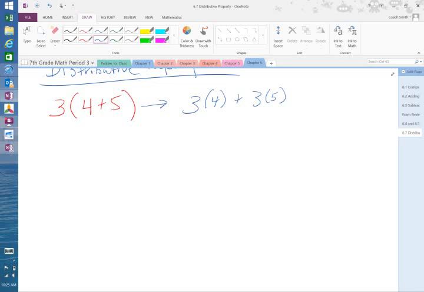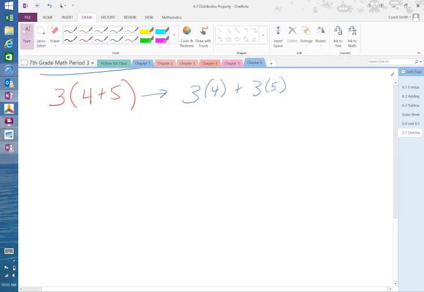Okay? Both of them are correct. If you simplify both of them, you're going to get the same answer. If we simplify the first one, this would be 3 times 9, which would be 27. If I simplify the second one, that would be 3 times 4 is 12, 3 times 5 is 15, which is 27. Both of them yield 27 as the answer.